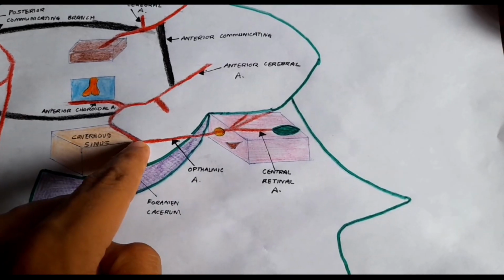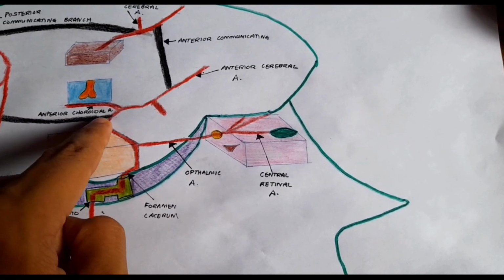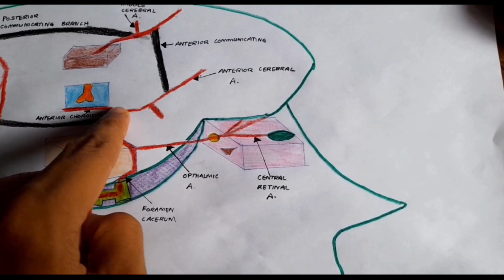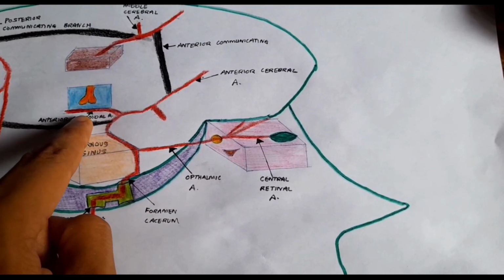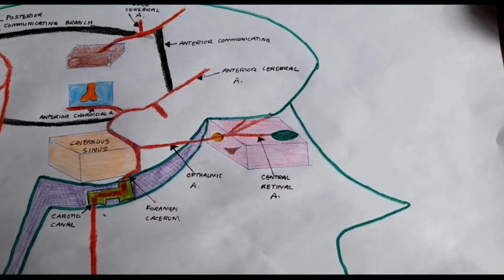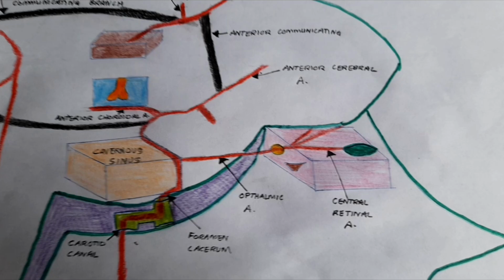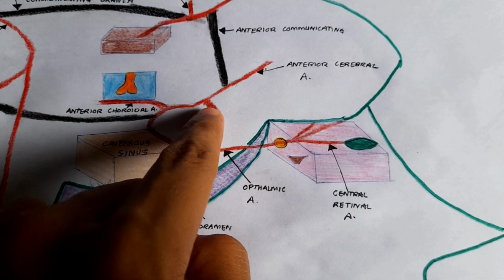Now, after giving the branch to the ophthalmic artery, this internal carotid artery is moving upwards, and then it gives another branch. It is the anterior choroidal artery. Why the name choroid? Because it is supplying the choroid plexus of the lateral ventricle. Then this internal carotid artery will go further, and it will give one branch.